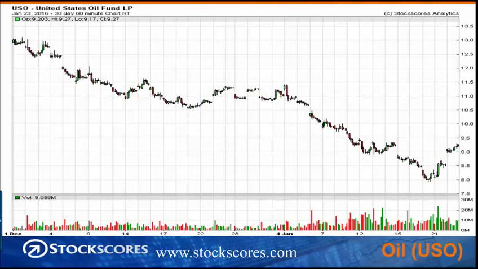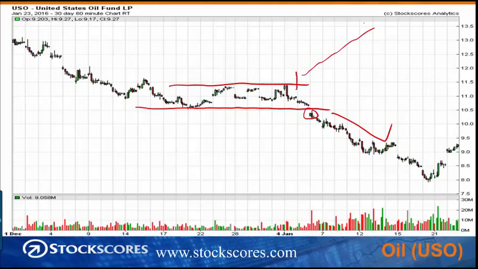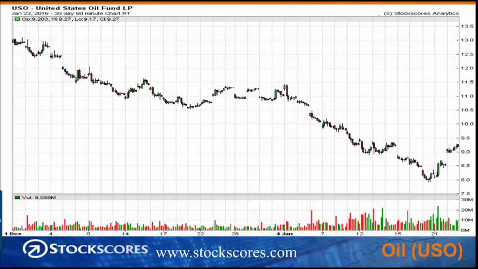So in the classic sense of where support was, you could draw a line of support here. That line was broken there, and you can see that price moved down. And at that time, you also had resistance here. If that market had broken up through resistance, we would expect price to move higher. And that's sort of the typical way that you would use support and resistance.